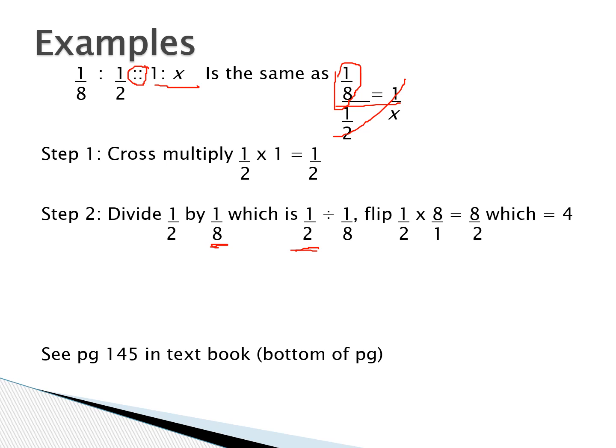Okay, you're going to go ahead and flip, and then you're going to multiply straight across, so you're going to have 8 over 2, and 8 over 2 equals 4. Okay, so it's basically saying the relationship of 1/8 to 1/2 is the same as the relationship of 1 to 4. That's what it's trying to say in a very complicated way.